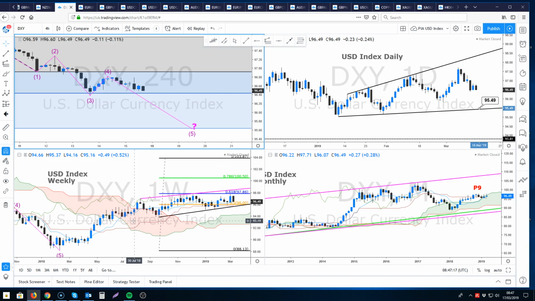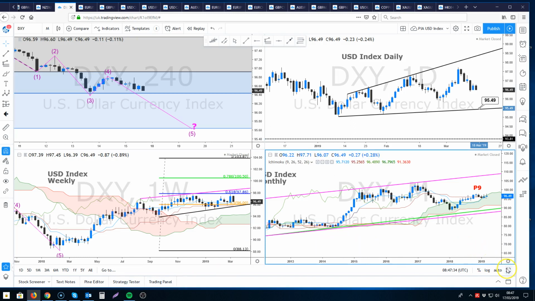I think there's going to be a real focus on the dollar this week. We're going to look at all the different FX majors, breaking down the different time frames, highlighting support and resistance levels, basically what we're expecting going into this week. So we're going to start off with the dollar index.